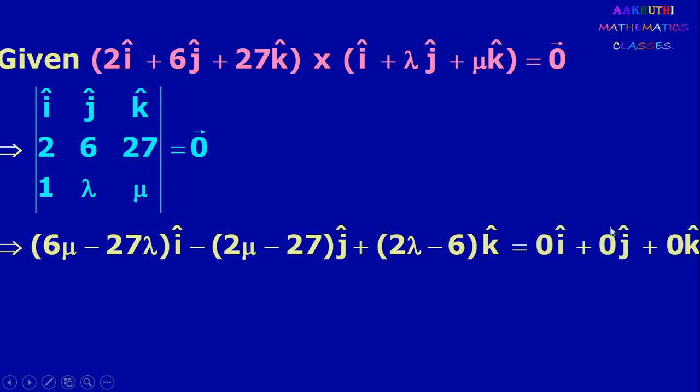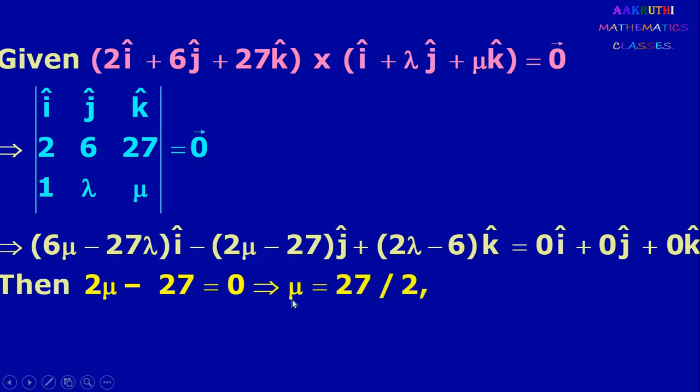Since these two vectors are equal, we can compare the scalar components. Therefore here 6 mu minus 27 lambda equal to 0, and 2 mu minus 27 equal to 0, and 2 lambda minus 6 equal to 0. Now first we take 2 mu minus 27 equal to 0. Therefore 2 mu equal to 27, that implies mu equal to 27 by 2. So the mu value is 27 by 2.